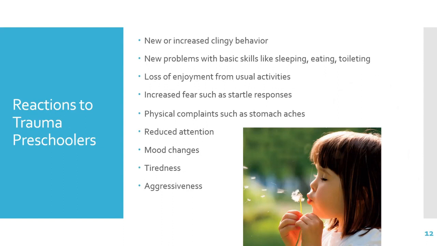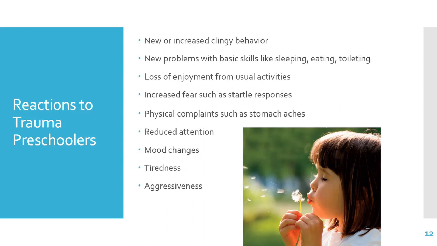All right, let's shift over to our preschoolers. We might see new or increased clinging behavior, much like we saw with our infants and toddlers. They don't feel safe. They feel threatened. They might develop new problems with basic skills like sleeping, eating, and toileting. It's not uncommon, again, that a preschooler might regress to being a bedwetter or wetting during the day, or even having trouble with their bowel movements.